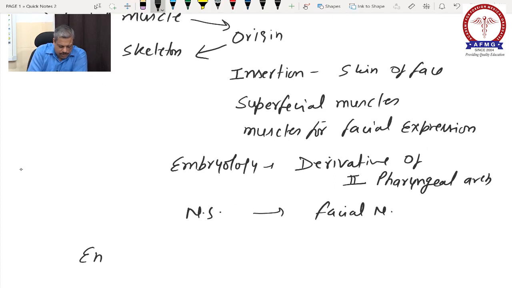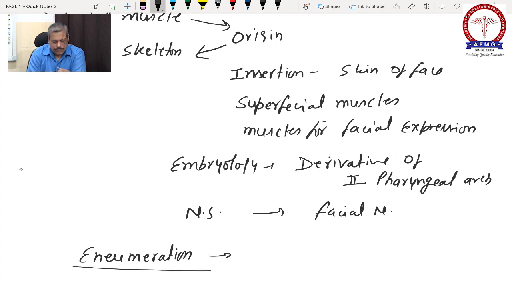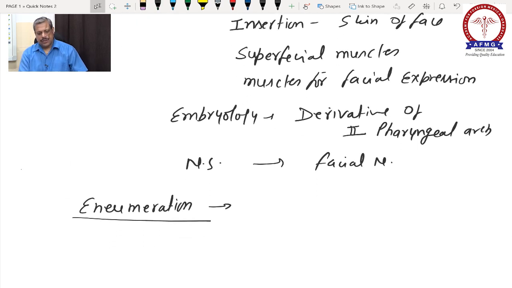Now what are the names of the facial muscles? We will learn the facial muscles according to the region. So see, this is the face, which is bounded superiorly by the hairline, inferiorly by the jawline, the base of mandible, and laterally by the pinnae. So this is the territory or the area of the face.